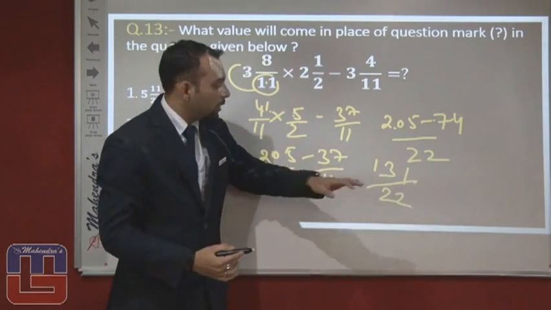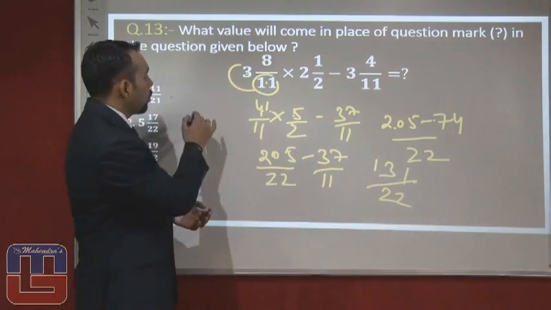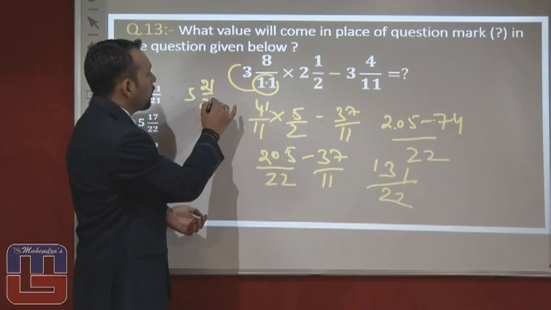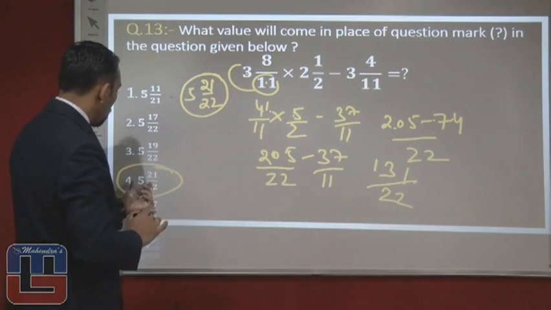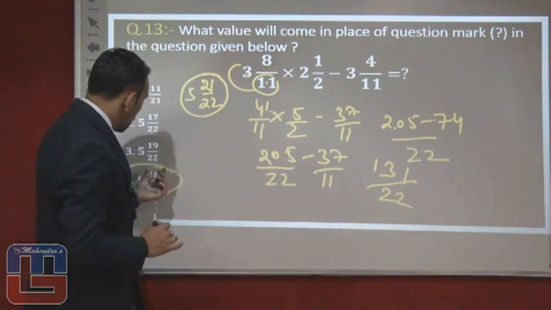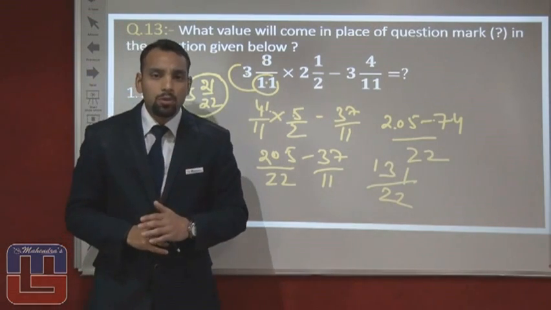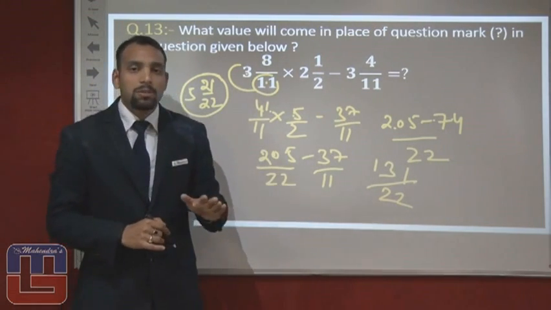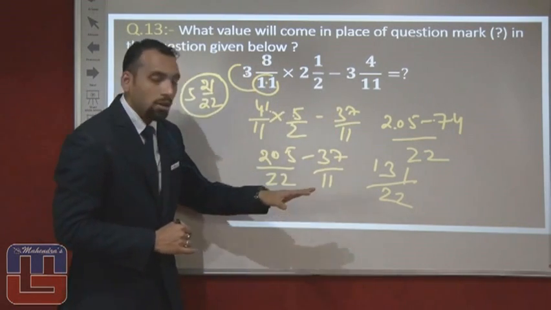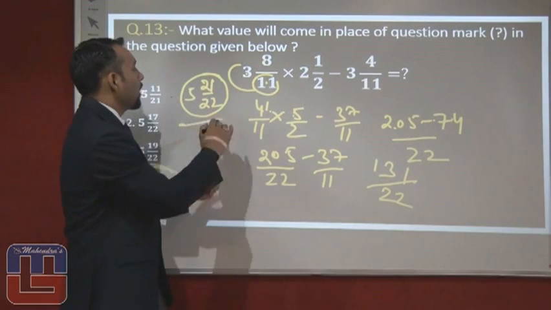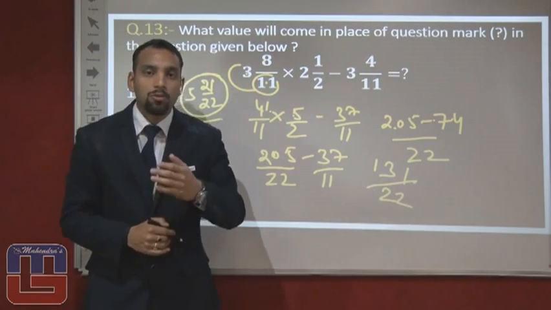If you divide 131 by 22, you can see this multiplication of 5, so you will get 5 and 21 by 22. Now see the options, which one will be the answer. You can see the fourth one, 5 and 21 by 22, will be the correct answer of this question. Basically, you have to follow the same logic. That means solve this expression, solve this also, and then plus, then minus, you will get the answer 5 and 21 by 22. Now move to our next question.